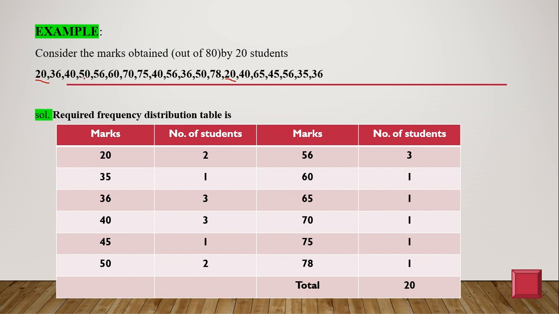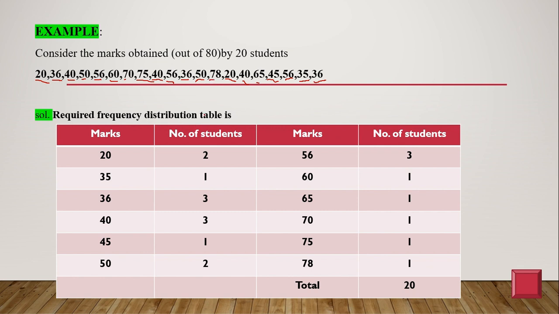35, only 1. Similarly, 36: 1, 2 and 3. 3 students got 36. 40: 1, 2 and 3. 3 students. 45, only 1. 50: 1, 2, 2 students. 56: 1, 2 and 3. 3 students got 56. 60, 1. 65, 1. 70, 1. 75, 1. 78, 1.